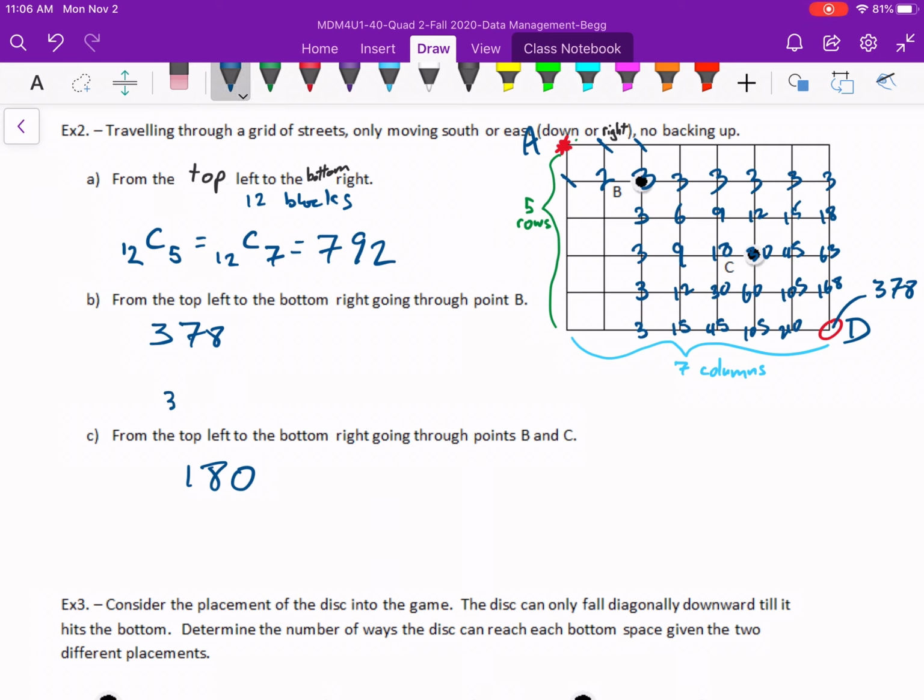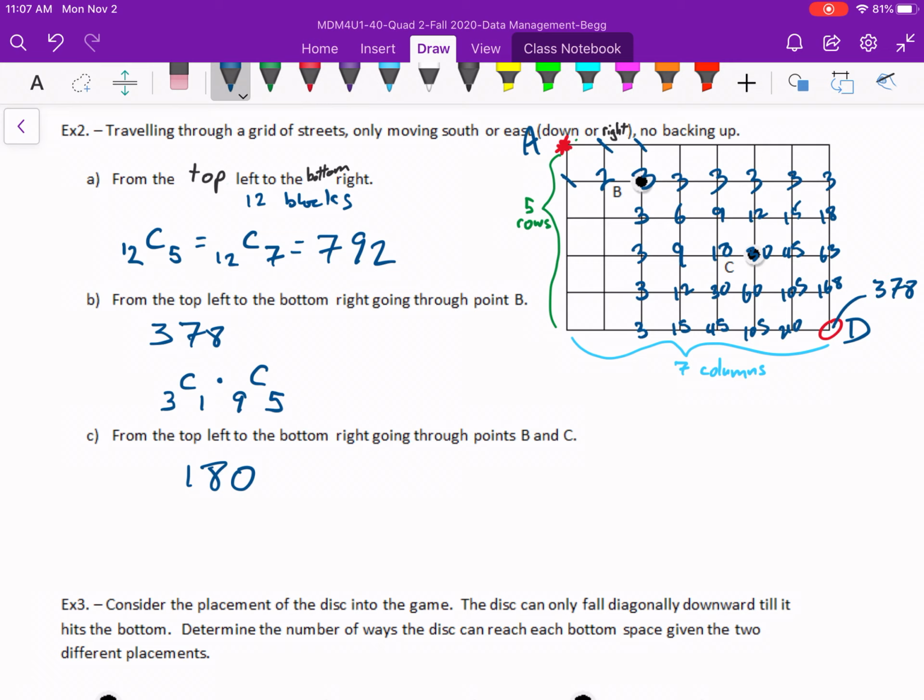So I could do 3, choose 1, or 3, choose 2. We've seen before that it doesn't matter. And then from B to D, I have to go 1, 2, 3, 4, 5 blocks to the right and down by 4 blocks. So I have to cover 9 more blocks, and I could do 9, choose 5, or 9, choose 4, because we've seen it doesn't matter if I count rows or columns. Same thing is going to work out.